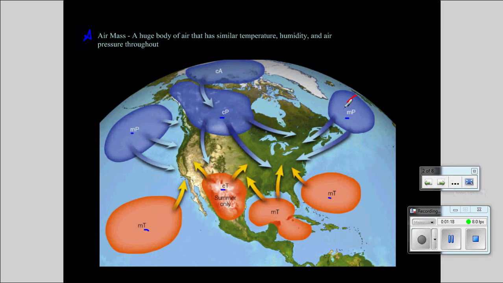Okay, these lowercase m's stand for maritime. And if you look, those are the air masses that are all forming over water. So, maritime air masses will be more moist. If you look at the air masses starting with a lowercase c, those all form over land. The lowercase c stands for continental. Those air masses will be drier.